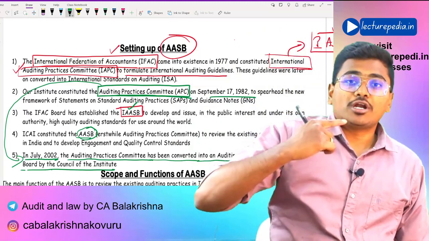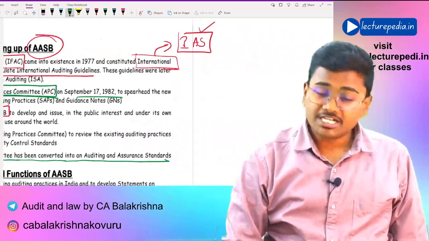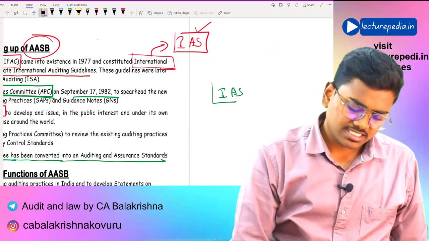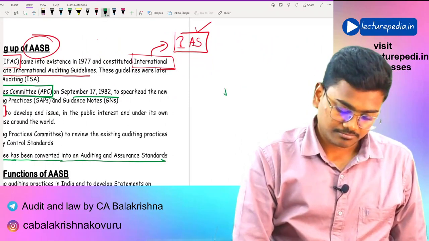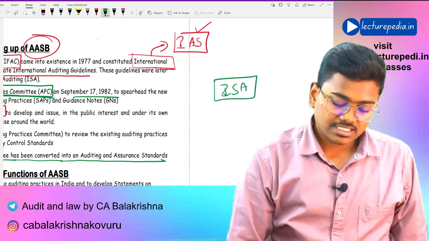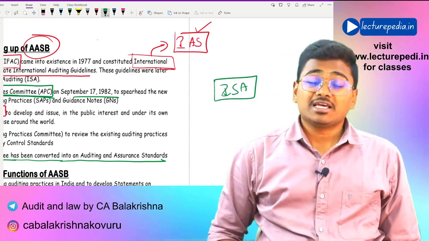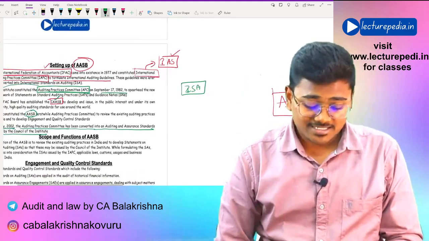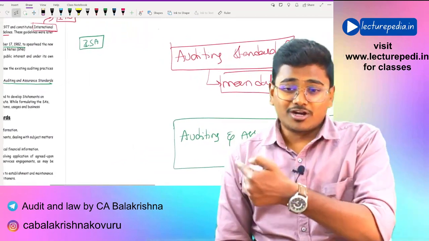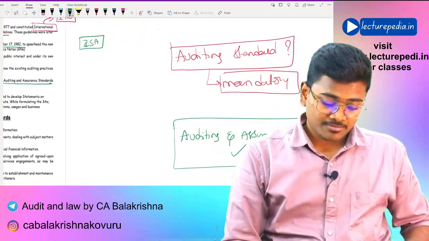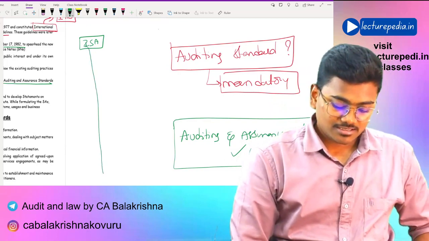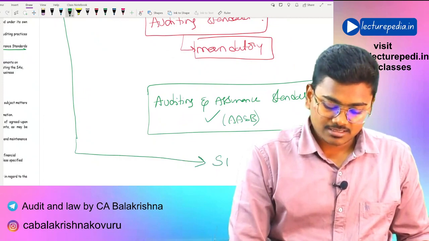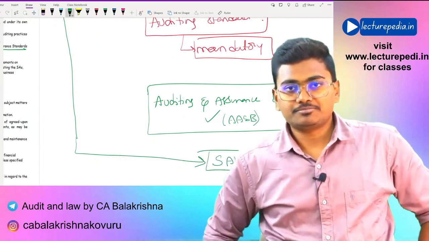This International Auditing and Assurance Standards Board will develop international auditing standards, or International Standards on Auditing, ISA. Once these International Standards on Auditing are developed, what our Auditing and Assurance Standards Board will do is copy paste this International Standard on Auditing as Standards on Auditing for India.